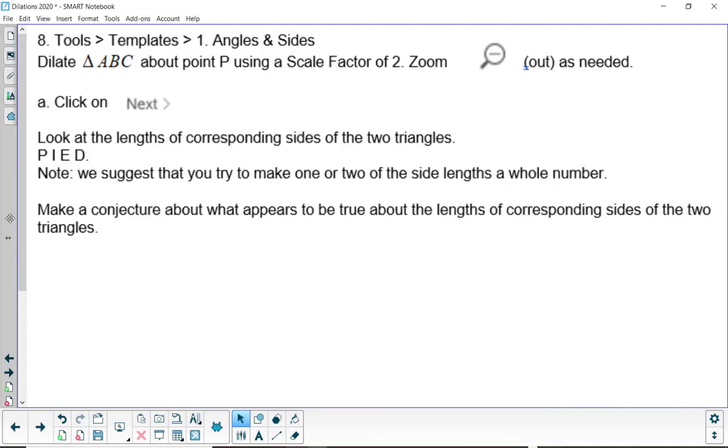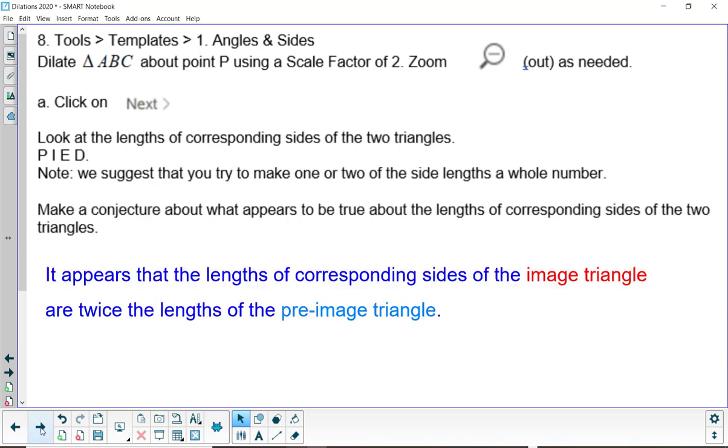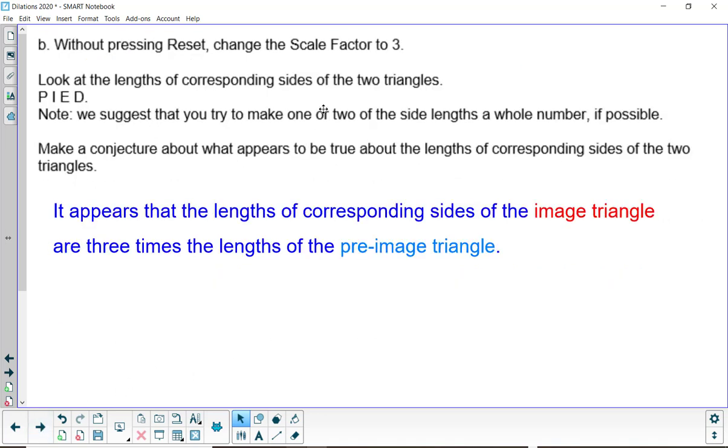So go back to number 8 and answer questions 8A and 8B. Press pause. Continue when you're ready. So when the scale factor was 2, it appeared that the image is twice the length of the pre-image. When the scale factor was 3, it looked like it was 3 times the pre-image.